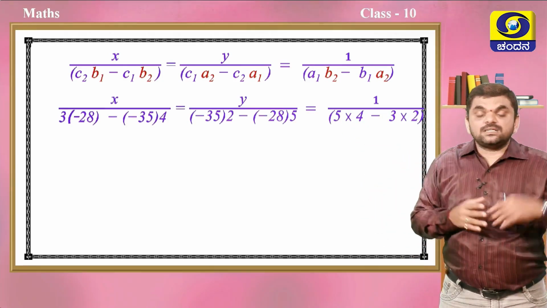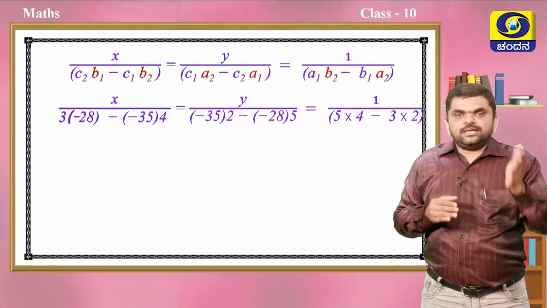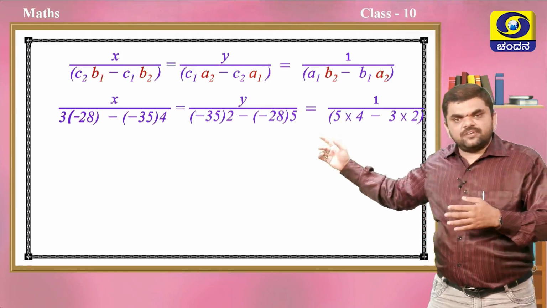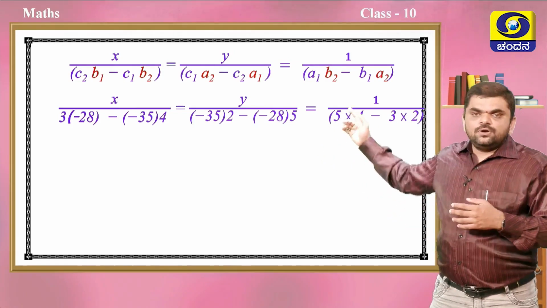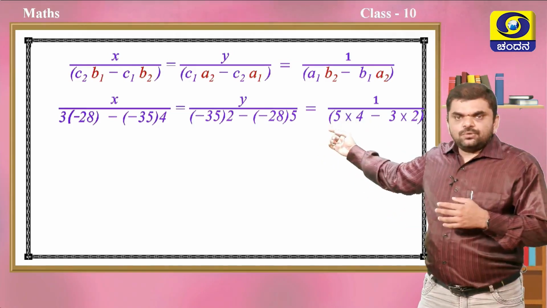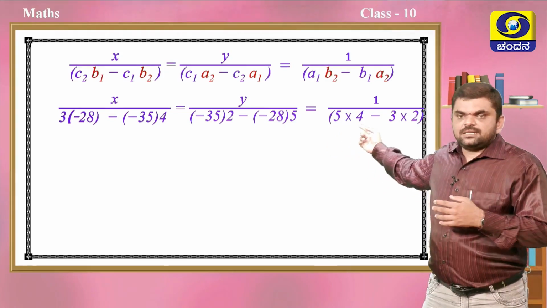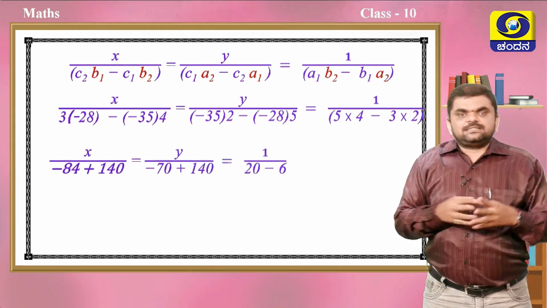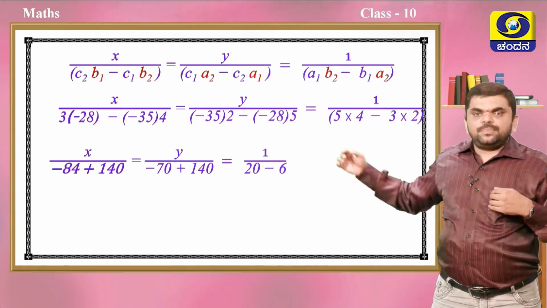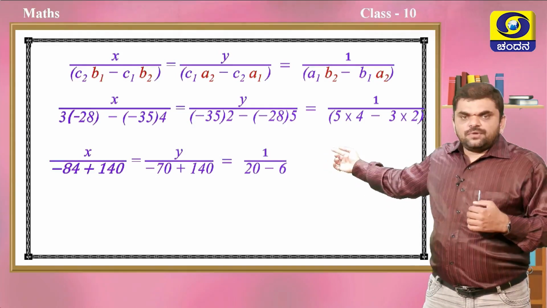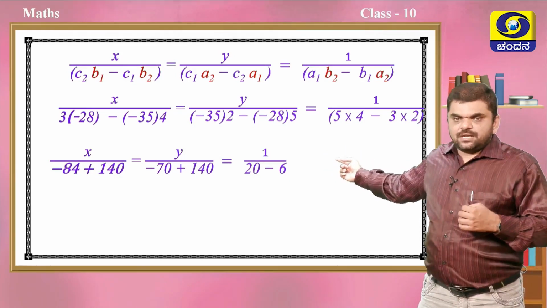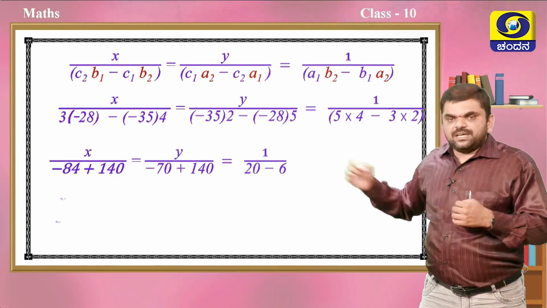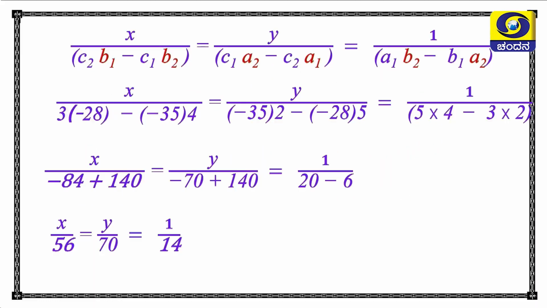So on substitution, x over 3 into minus 28 minus of minus 35 into 4 is equal to y over minus 35 into 2 minus minus 28 into 5, that is equal to 1 over 5 into 4 minus 3 into 2, that is x over minus 84 plus 140 is equal to y over minus 70 plus 140, that is equal to 1 over 20 minus 6. X over 56 is equal to y over 70, that is equal to 1 over 14.